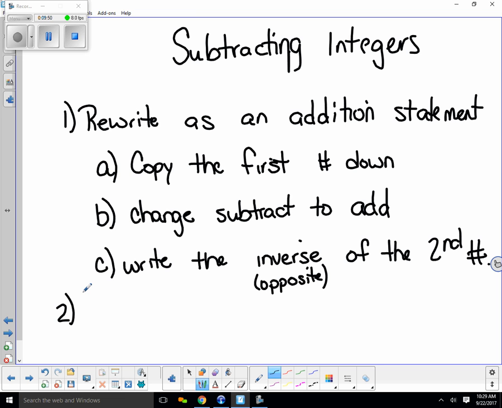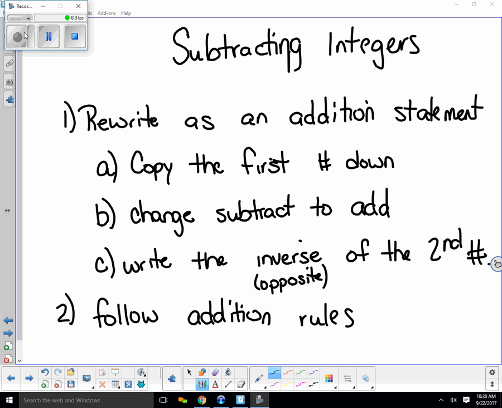So my following rules are, I'm going to follow my addition rules. Which means if they're the same, we're going to add them, keep the sign. If they're different, we're going to subtract the larger minus the smallest and keep the sign of the largest. And these rules right here you will use between now and when you quit taking any kind of a math class. Why? Okay.